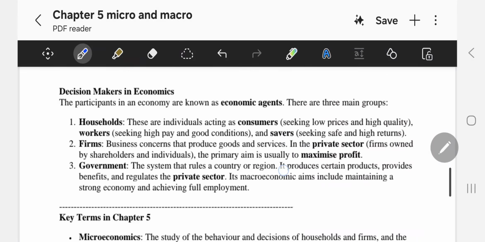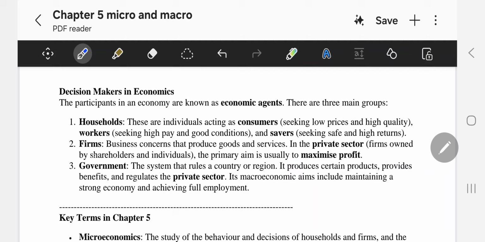Right, moving forward, let's look at some key decision makers in economics. These are basically people who make decisions in economics. We have the households. These are individuals who act as consumers, who, as we've learned, want low prices for goods and high quality of products. We also have workers, people who provide labor, who seek high pay and good working conditions, and we have people who save money. They're seeking to save and have high returns.